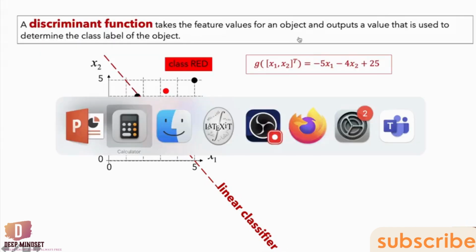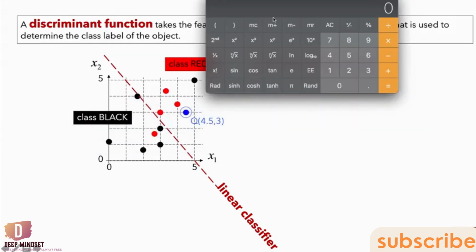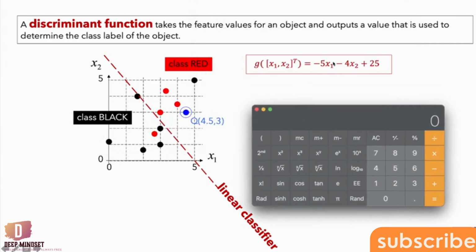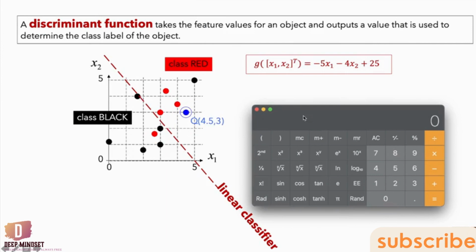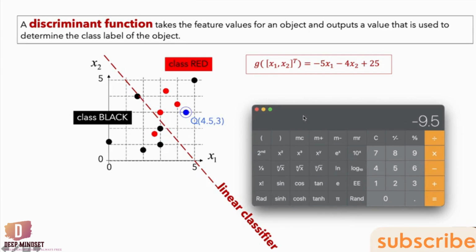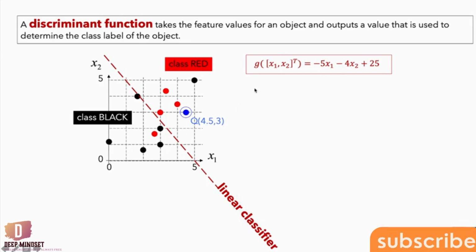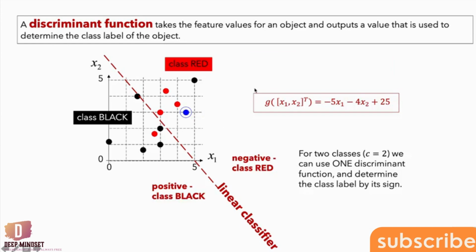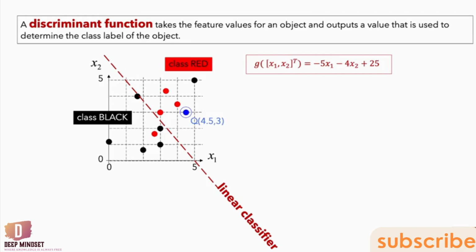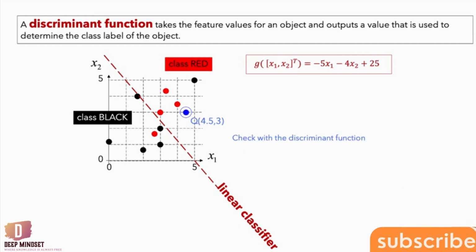So back to the slide. I want my calculator. I'm going to use a line equation here. Minus 5 times 4.5 minus 4 times 3 plus 25. This is negative, and as I said previously, if the sign of the discriminant function is negative, then the class is red. So this is a red point.